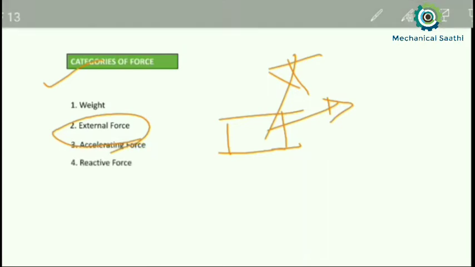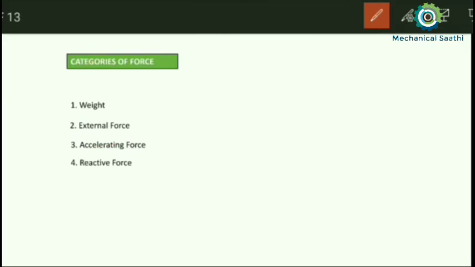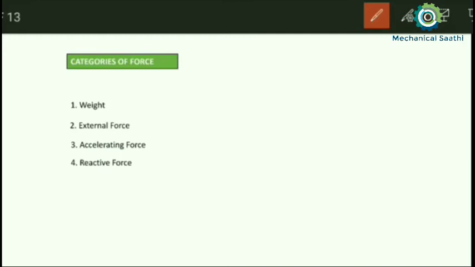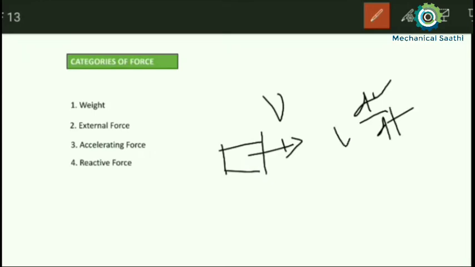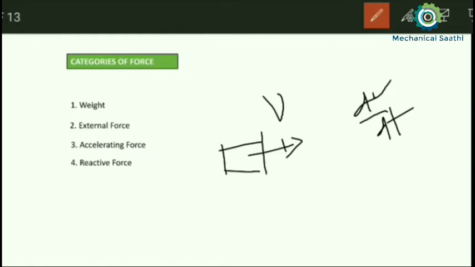Next is the accelerating force. Accelerating force means when any body remains in a motion state. Acceleration comes when it is in motion. Suppose it is moving with some velocity v, and dv by dt we know is acceleration, for a solid body. Basically we are discussing solid bodies here, we are not considering the fluid case.